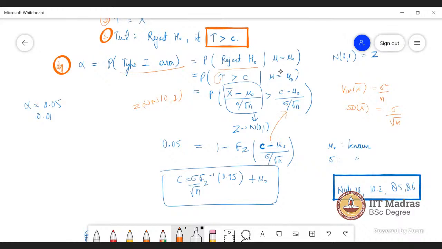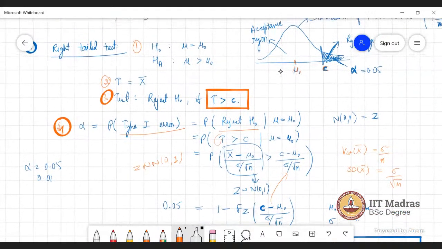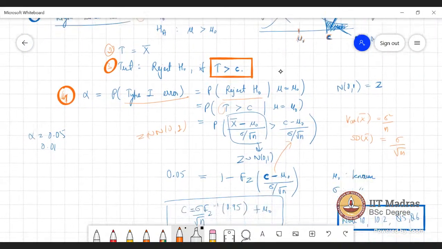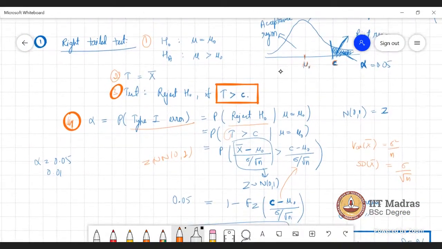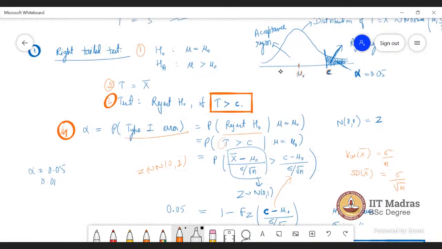So from there you can easily find your critical value, and if the critical value is given to you, you can find the alpha, like what alpha has been used. So this was the right tail test. Similarly, you can do the left tail test, where in place of mu greater than mu naught, you will have mu less than mu naught. So you will get the rejection region on this side, and this is your alpha.